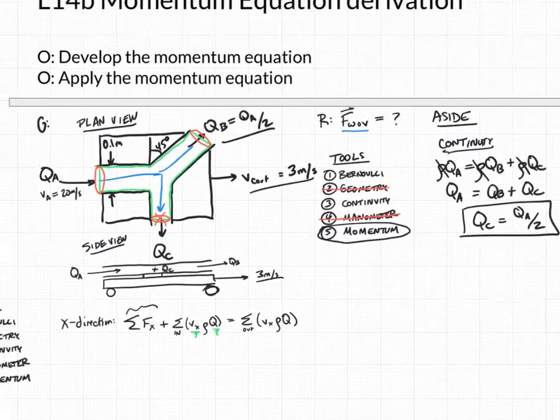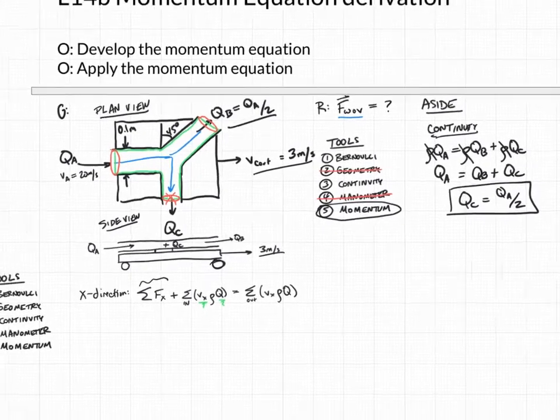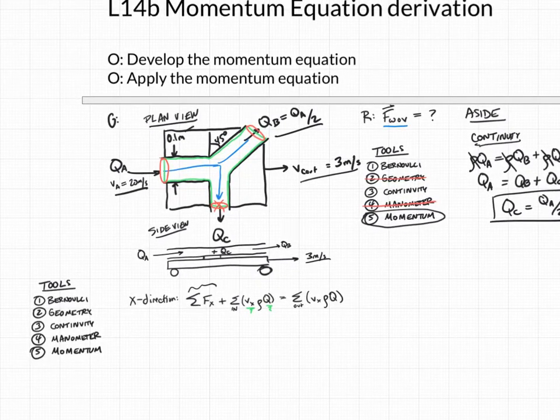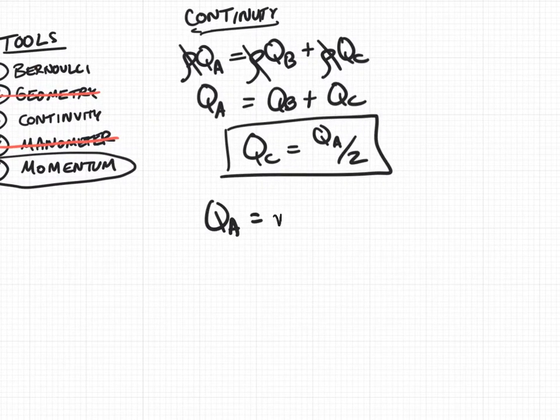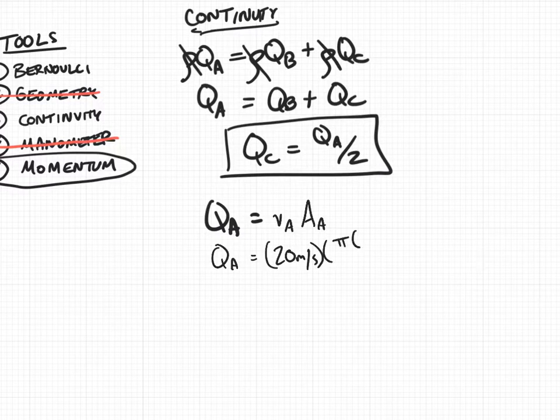Okay, so now we have to figure out what is QA. Well, we've got this number right here, and we've got a diameter, right? So we can get at that. So we can say that QA equals VA times the area of A. So QA equals 20 meters per second times the area of A, which is pi times 0.1 meters squared over 4.